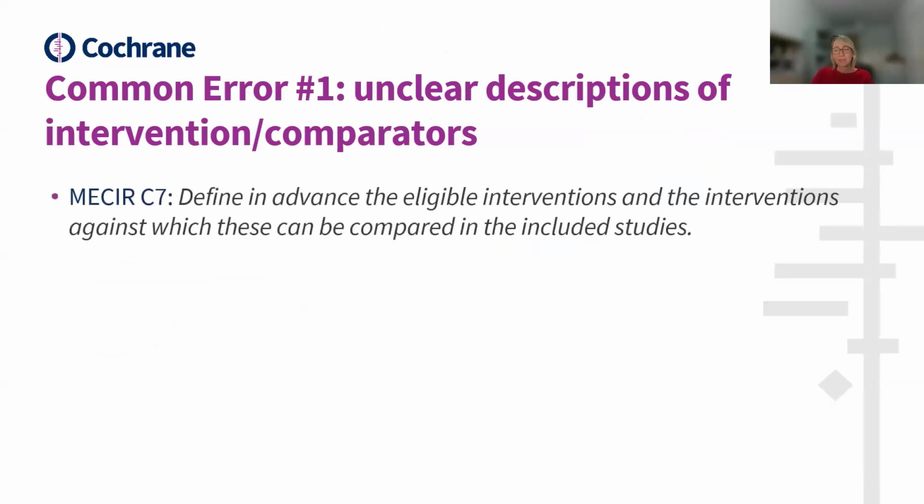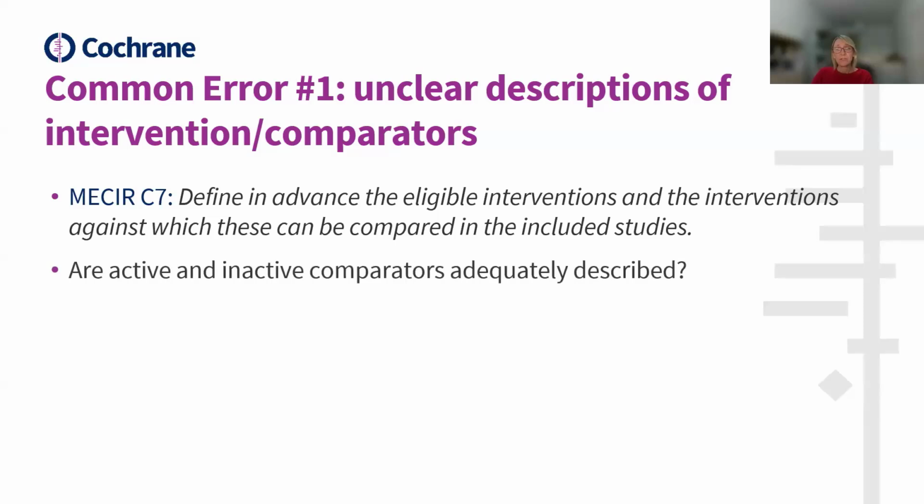The first error we see involves unclear descriptions of interventions or comparators. I say that referring to MECIR C7, that emphasizes to define in advance the eligible interventions and the comparators. Therefore, the protocol needs to report whether the experimental intervention is to be compared with an inactive control, such as placebo or no treatment, or with an active control. For example, a different variant of the same intervention or a different intervention.